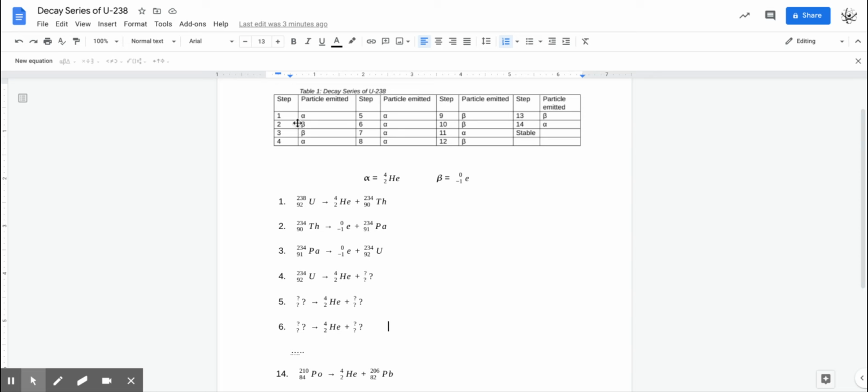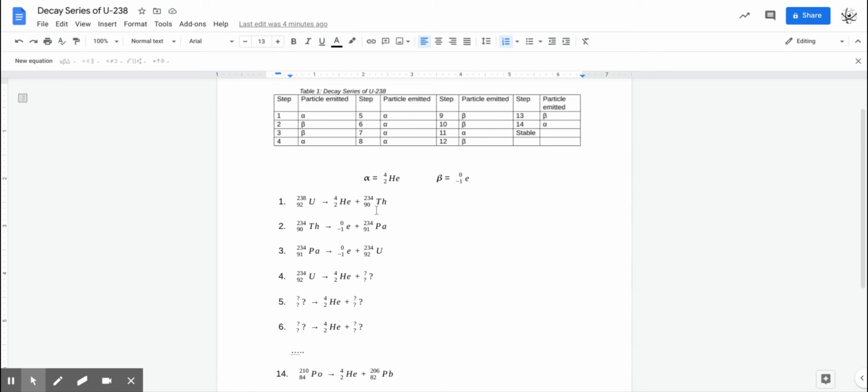Now, the table says that the first step is an alpha decay. So that means that we emit the alpha particle. So you'll see that I've put the alpha particle on the right side of the arrow. And now we had to solve for the daughter atom of step 1. So if you're on opposite sides of the arrow, you are subtracting. So to calculate 234 as the daughter's mass number, what I did is I subtracted 4 from 238. So 238 minus 4 gave me 234.